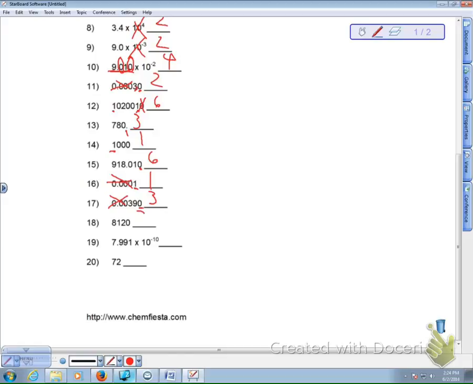In number 18, there are 3. This is the 0 at the end without a decimal. In number 19, there are 4. And finally, number 20, there are two. All right, I hope you understand this. If you don't, come see me, and let's sit down and do some additional practice together.